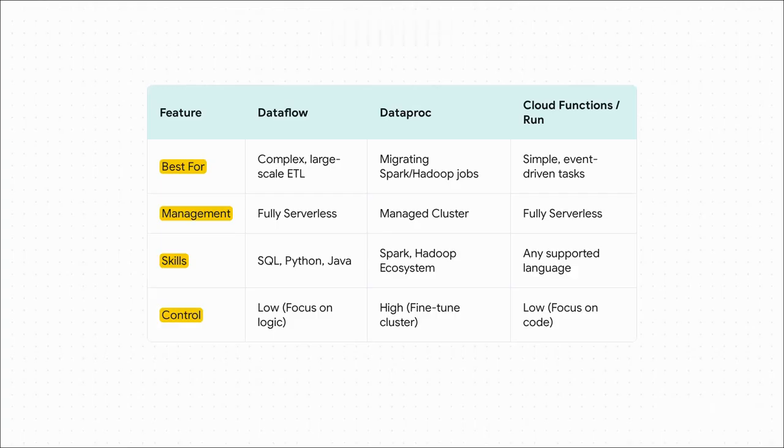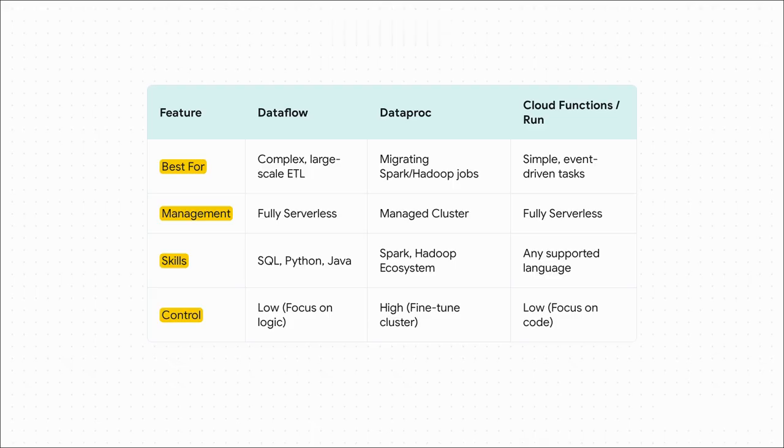Okay, looking at this chart, the trade-offs get really clear really fast. You can see Dataflow is your serverless hero for complex, massive ETL. Dataproc, that's your managed cluster, perfect for teams that already live and breathe Spark. And Cloud Functions, also serverless, but for those much simpler event-triggered tasks.